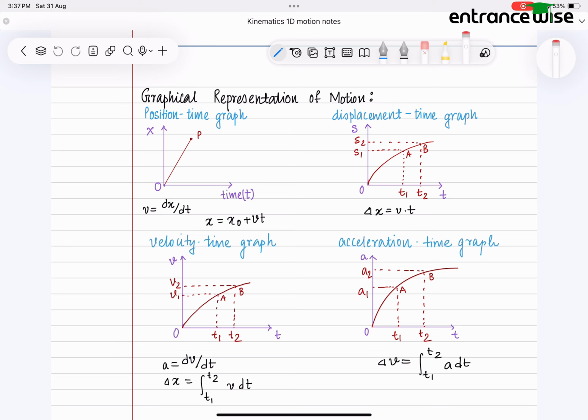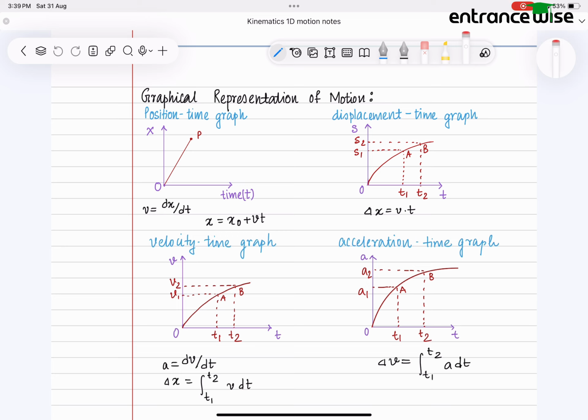Now, let's see about various equations and how to derive them from the graph. The position time graph provides critical information about the velocity of an object. How to find the slope of position time graph? The slope of the position time graph at any given point gives the velocity of the object at that point. The slope can be expressed as v equal to dx by dt, where v is the velocity, x is the position, and t is the time.